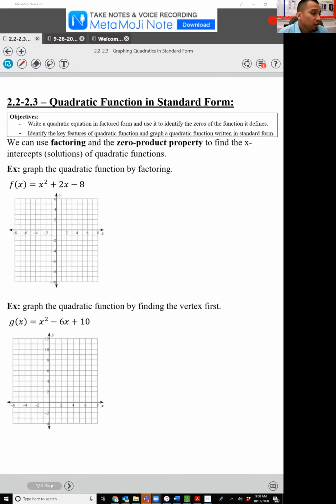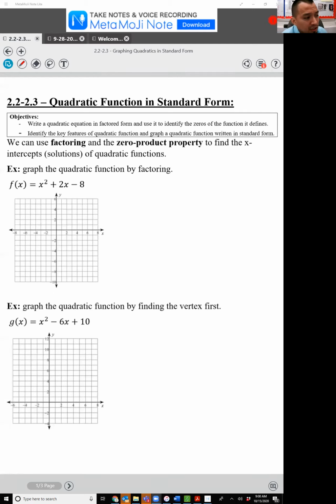need to write. So just to go over what we need to go over, our objectives today are going to be two of them. The first one is writing a quadratic equation in factored form and using it to identify the zeros of the function it defines. So basically, we're going to use the skills of factoring a quadratic function to graph a function. Okay, there was a whole reason why we did that.